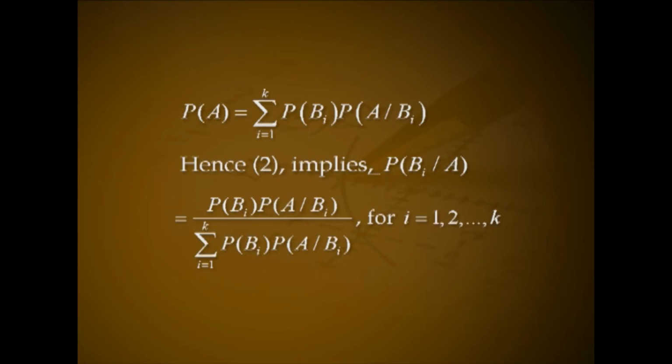Hence, equation number 2 implies the probability of Bi given A equals P of Bi into P of A given Bi, divided by sigma i from 1 to k P of Bi into P of A given Bi, for i equal to 1, 2, etc., k. Hence, the proof.